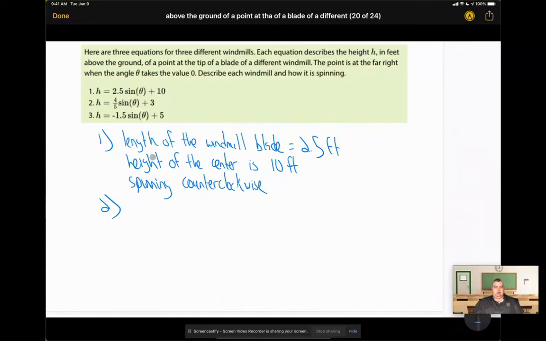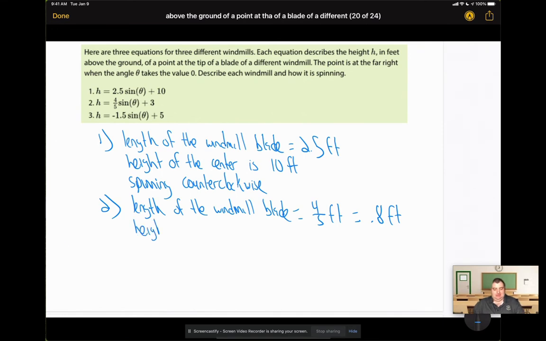So number 2, now the length of the windmill blade, instead of being 2.5 feet, is going to be 4/5 of 1 foot. So it's going to be 4/5 feet. As a decimal, 4/5 is 0.8. So the blade is only 0.8 feet long instead of 2.5 feet.